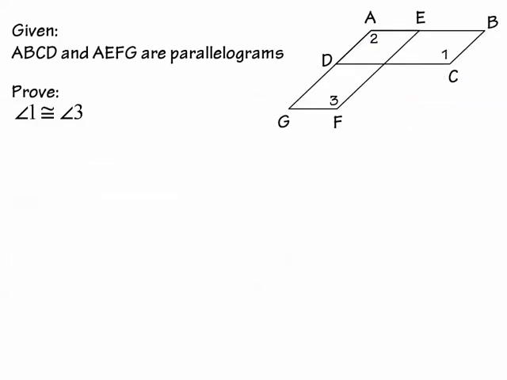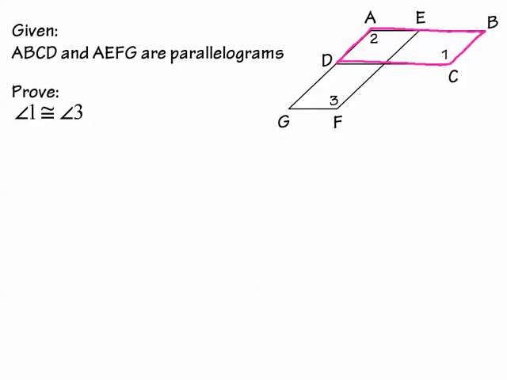In the second proof, you're going to see a slightly different situation. Here we're given two parallelograms, ABCD and AEFG. And looking at the diagram, we can see that the numbered angles 1, 2, and 3 are, in fact, interior angles of those parallelograms. Specifically, as we look at parallelogram ABCD, we can see that angle 1 and angle 2 are a pair of opposite angles in that parallelogram, which makes them congruent by that theorem about parallelograms.